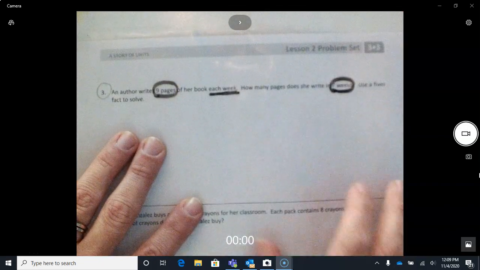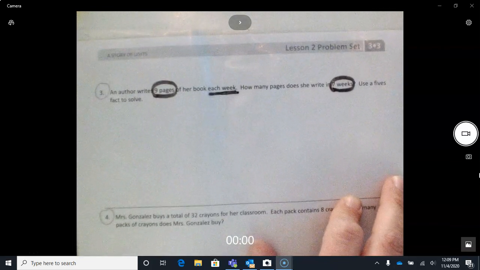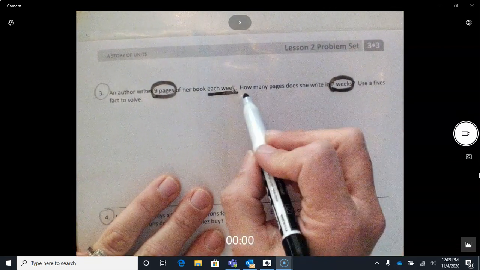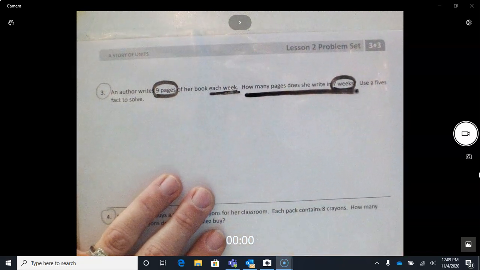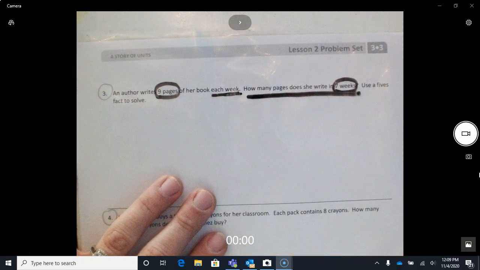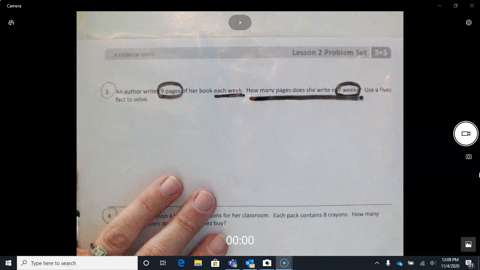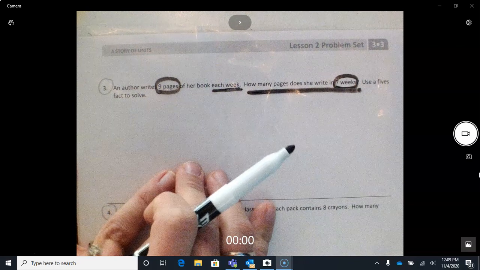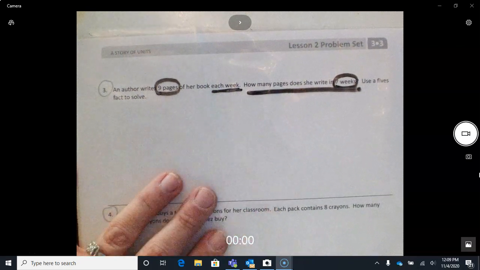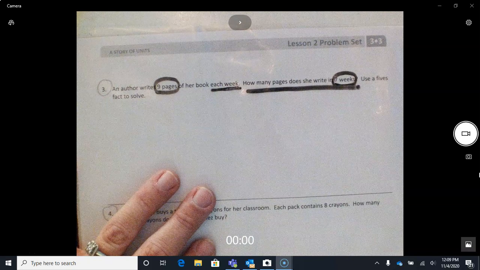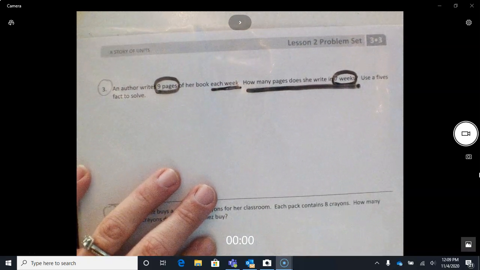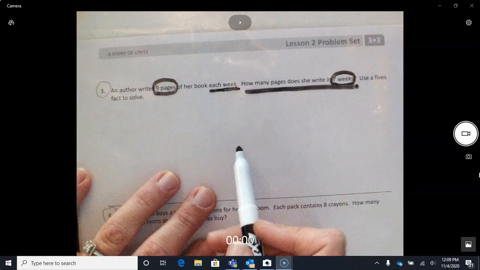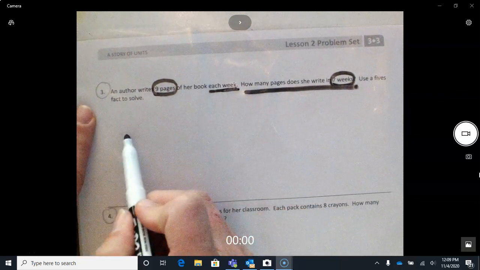So make sure you're doing this with me. Let me zoom in a smidge more. There we go. And then our question, we always want to underline our question. It says, how many pages does she write in 7 weeks? Now, we want to make sure we draw a picture of something because we read it. Now we need to draw something to help us solve it, whether it's a tape diagram, whether it's circles to represent our units, just like we did a few minutes ago. Okay? Now, this one, I'm going to draw a tape diagram.